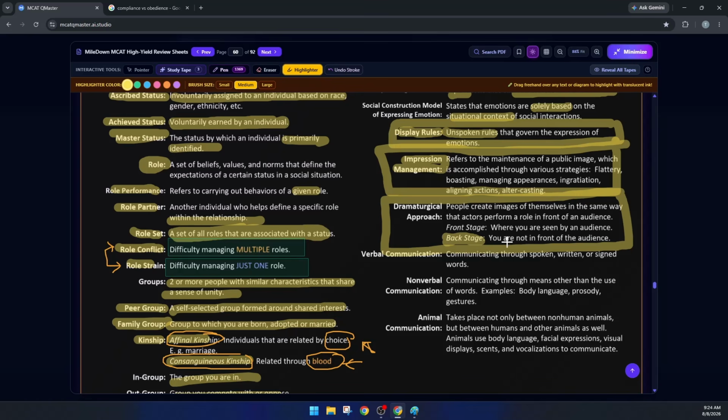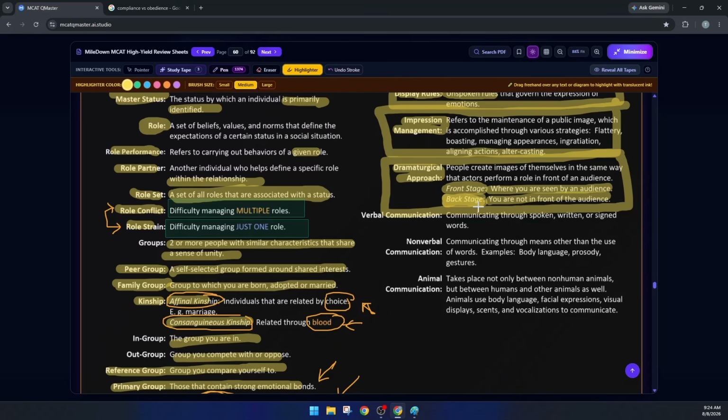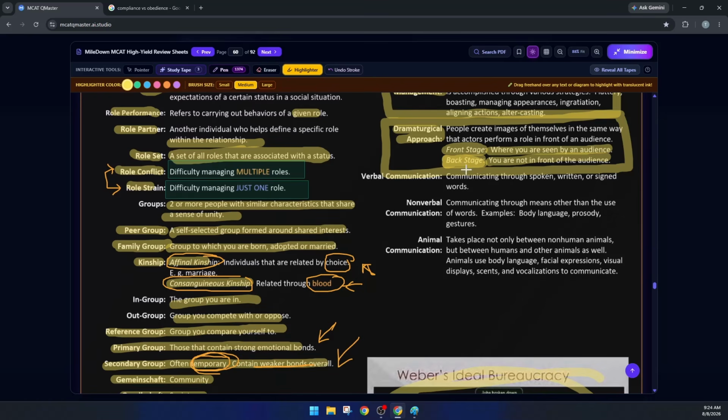I am very different in my backstage than I am in my front stage, where you are seen by an audience. In other words, where you're in public. So your private self is different from your public self, basically, and that's the dramaturgical approach. Your backstage might be very laid back. You're wearing casual clothing. You're in a casual mindset as well. Front stage is different, right? So your public self might be different.